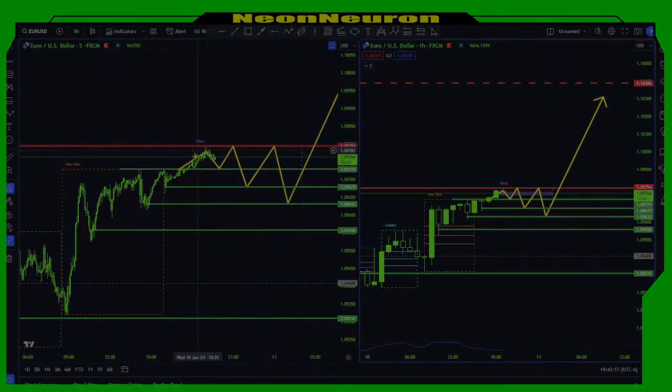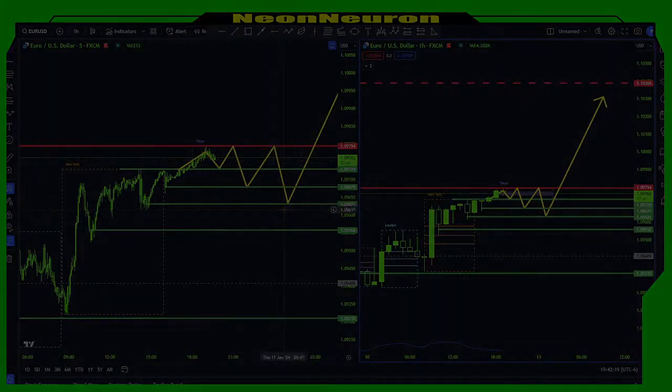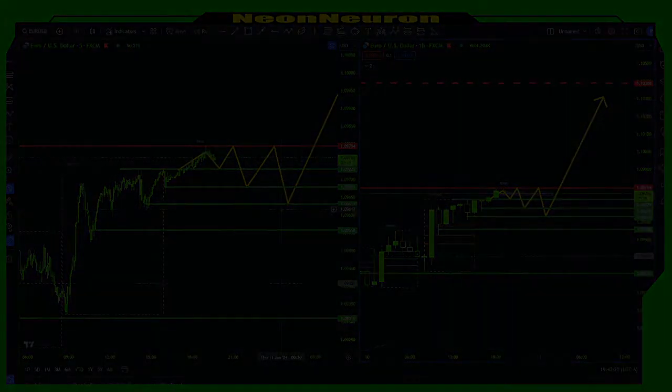I think that's a reverse or a megaphone pattern play out. If that happens, there's a lot of opportunity there for buying and selling.